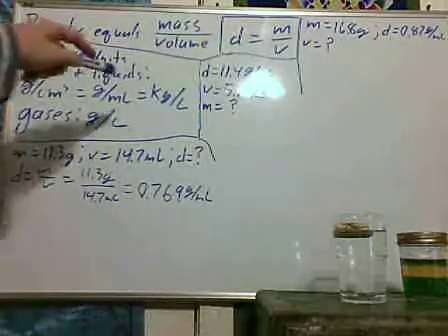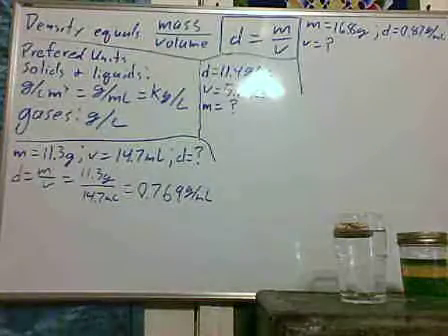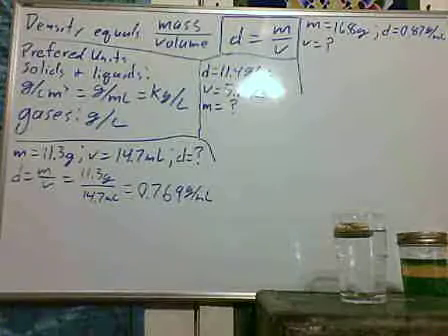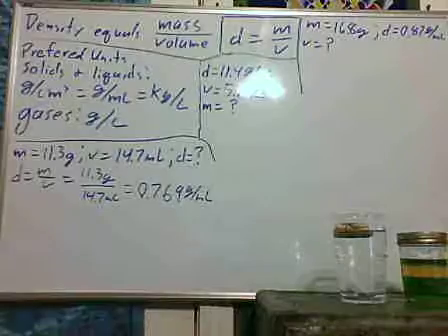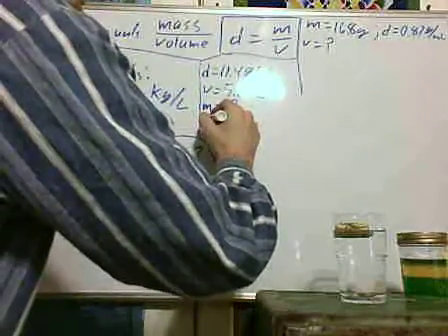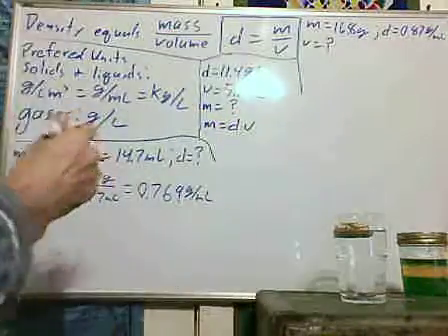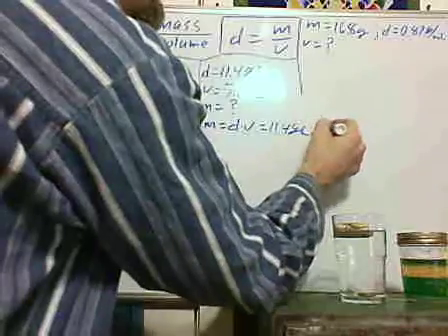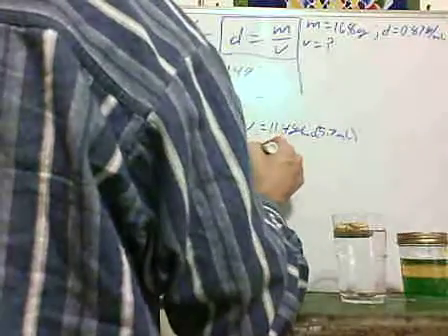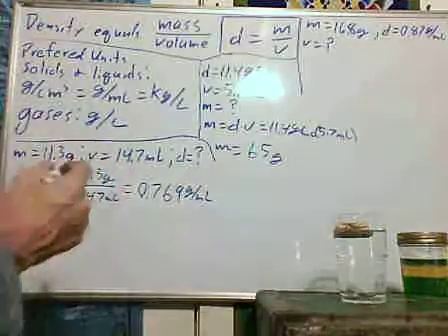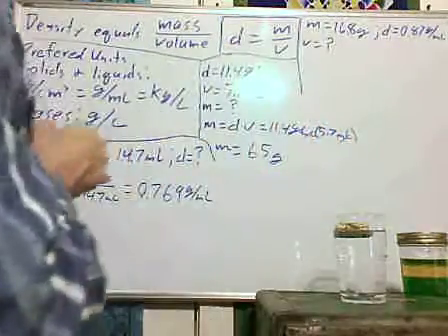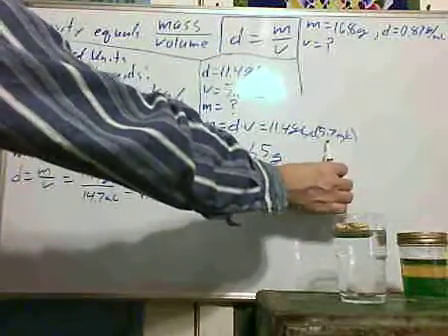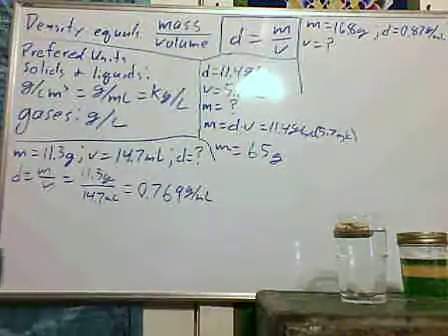A different object, a piece of metal with a density of 11.4 grams per milliliter, and we have a volume of 5.7. What is the mass of this object? Solve this equation for mass. We get mass is density times volume. That gives us a mass of 65 grams. We check that the units cancel, milliliters divided by milliliters. Two significant digits on the volume gives us two significant digits on the mass.